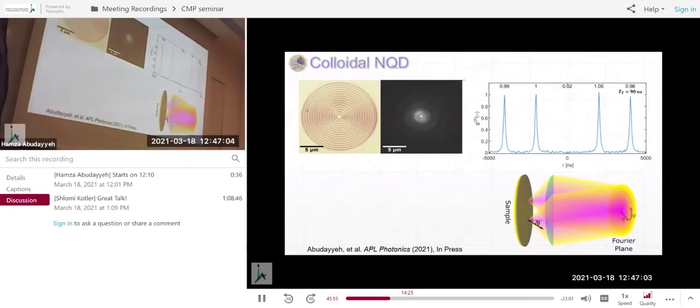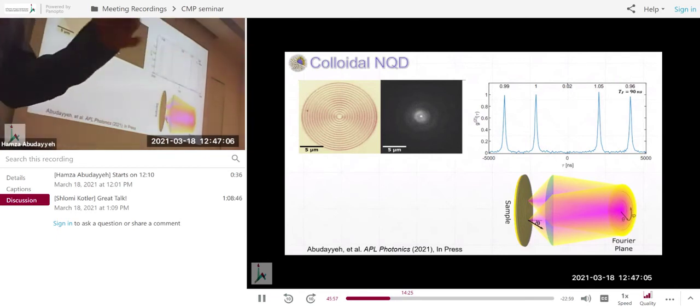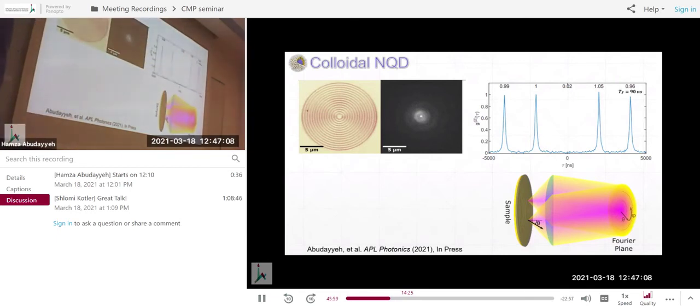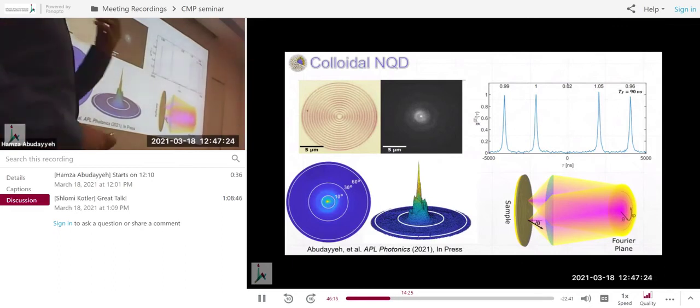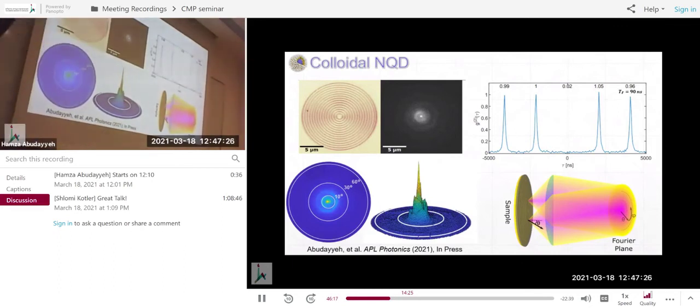Okay? So using this technique, we can actually see what the angular emission pattern looks like. And this is such an image. These are the different angles. You can see that most of the emission is coming really from the center, normal to the surface of the antenna.